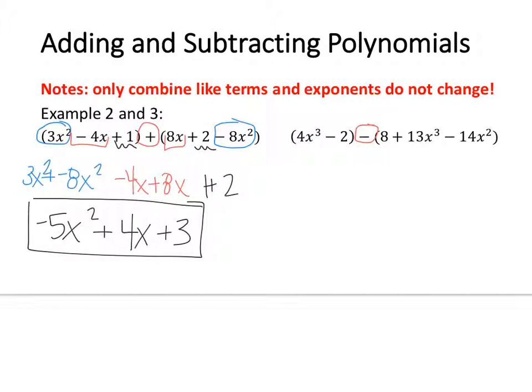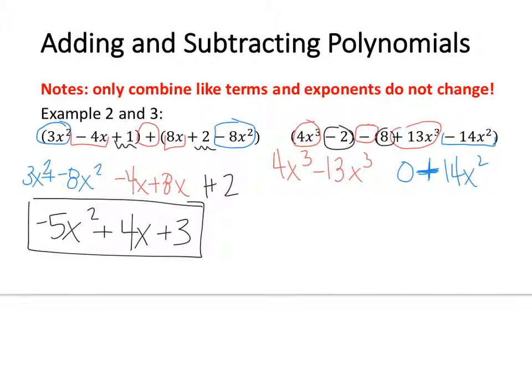On the subtraction side, it's the same deal. I'm going to start with my biggest exponents, so 4x to the third and 13x to the third. And this time I am subtracting. Then, if you notice, I have this x squared back here, but I don't have another x squared up here. So that's the same as having 0. And that double negative actually makes this a positive. And then lastly is the negative 2 and the 8.